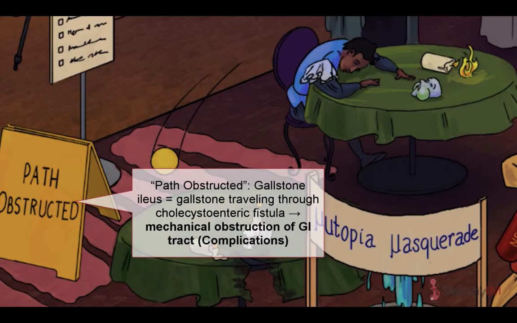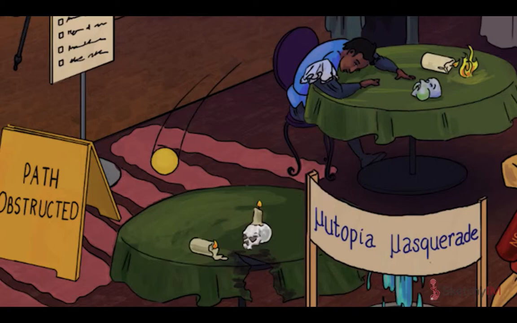If a large enough gallstone passes through a cholecystoenteric fistula, it can cause a mechanical small bowel obstruction, usually at the narrowest portion of the small bowel, the ileum. This is why most cases are referred to as gallstone ileus, even though it's technically a mechanical small bowel obstruction.